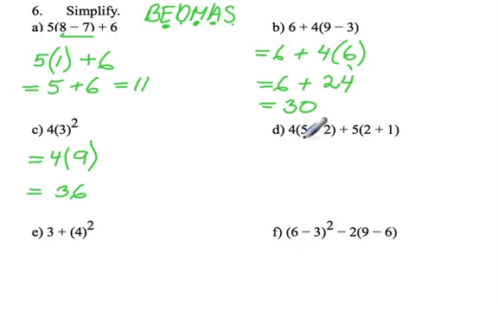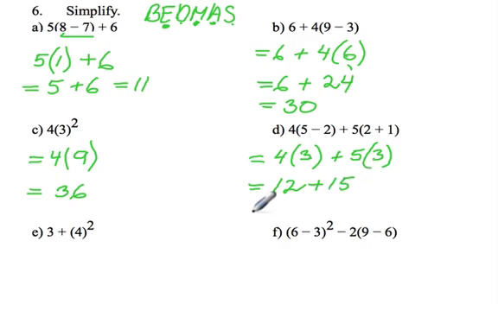Question D, here we have 2 expressions in brackets, so we'll have to do those operations first. 5 minus 2 is 3, plus 5. 2 plus 1 is also 3. Now we can do the multiplication. 4 times 3, 12. 5 times 3, 15. And finally we can add them together. 12 plus 15, 27.